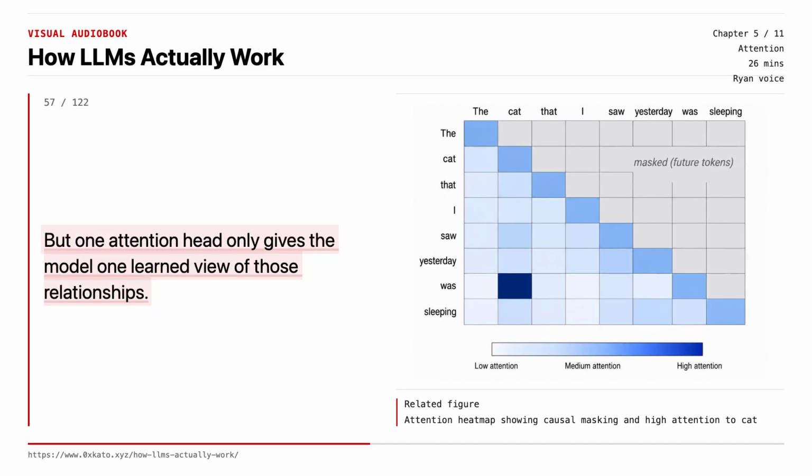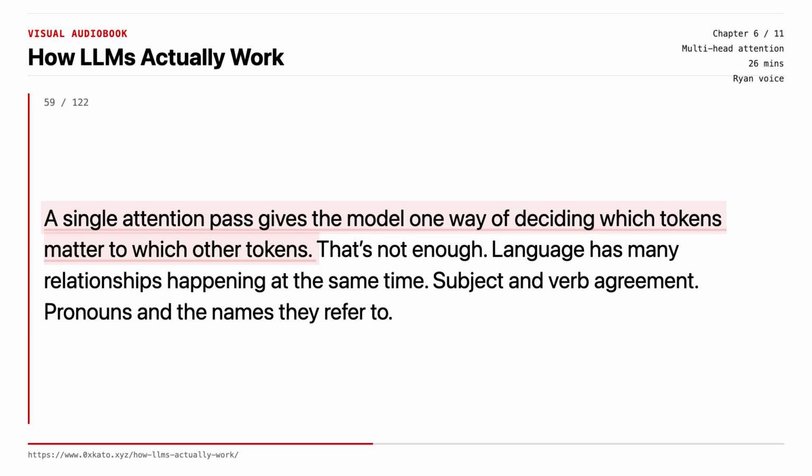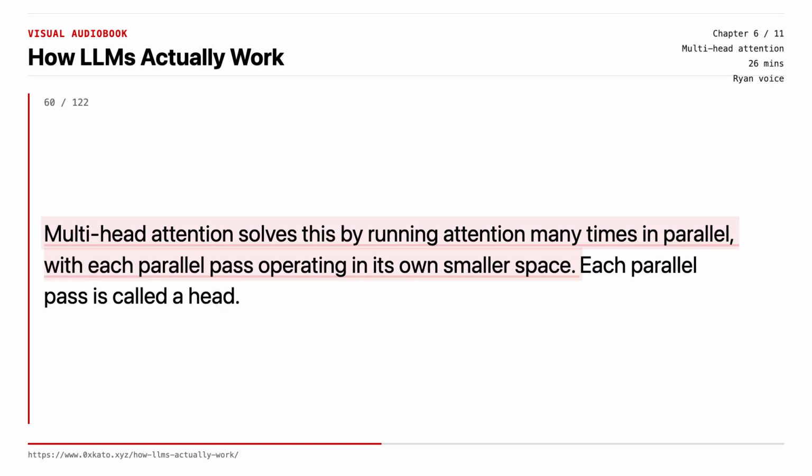But one attention head only gives the model one learned view of those relationships. Multi-head attention. A single attention pass gives the model one way of deciding which tokens matter to which other tokens. That's not enough. Language has many relationships happening at the same time: subject and verb agreement, pronouns and the names they refer to, long-range references between sentences, word order, and local phrases. Multi-head attention solves this by running attention many times in parallel, with each parallel pass operating in its own smaller space. Each parallel pass is called a head.